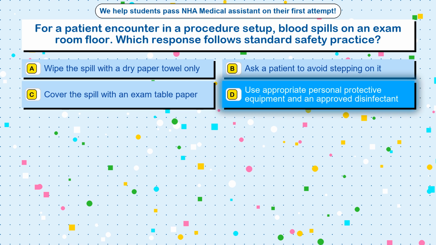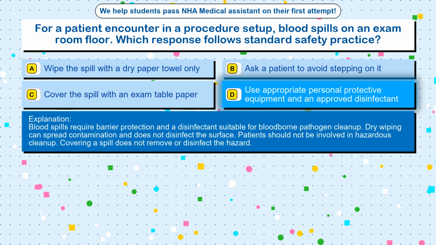The correct answer is option D, use appropriate personal protective equipment and an approved disinfectant. Blood spills require barrier protection and a disinfectant suitable for bloodborne pathogen cleanup. Dry wiping can spread contamination and does not disinfect the surface. Patients should not be involved in hazardous cleanup. Covering a spill does not remove or disinfect the hazard.